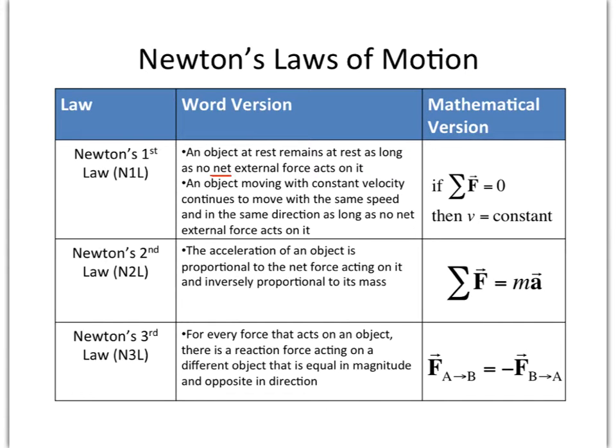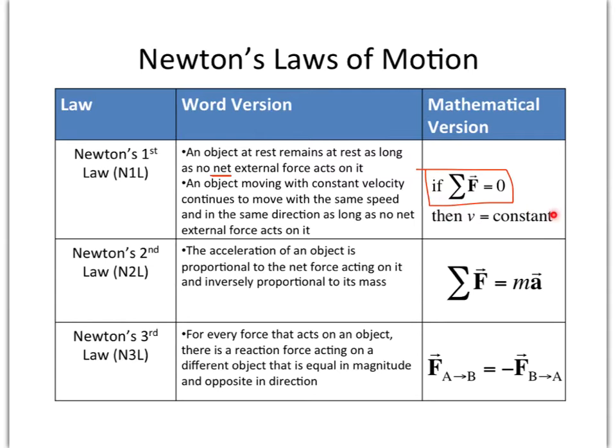So if the net force on an object is 0, then it's going to have a constant velocity. Now that's interesting. It doesn't mean that it's going to be at rest. It means that it's going to have a constant velocity. So if it's moving, it's going to stay moving. If it's at rest, it's going to stay at rest. That's really what Newton's first law is saying.